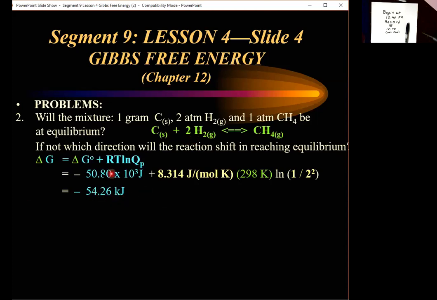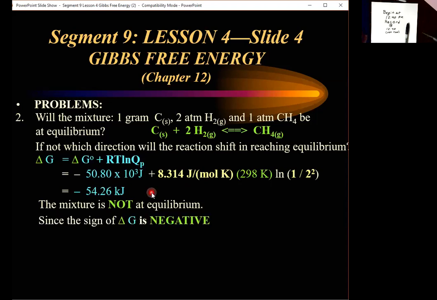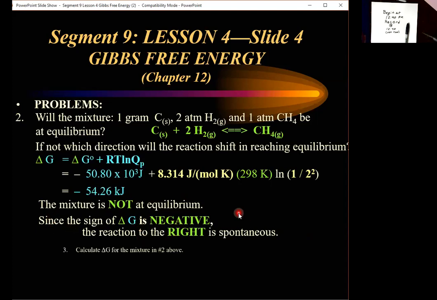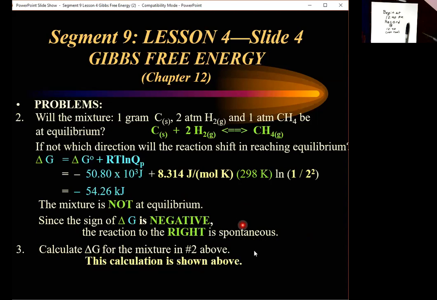So these answers are consistent with Le Chatelier's principle and other things that we've already learned. That's one of the nice things about chemistry. You may learn different ways to do different things, but still got to be the same every direction you go. Now, since delta G is negative, it will be spontaneous to the right, as we said up there. Now, let's calculate delta G for this mixture that we have up here. We just did that calculation.